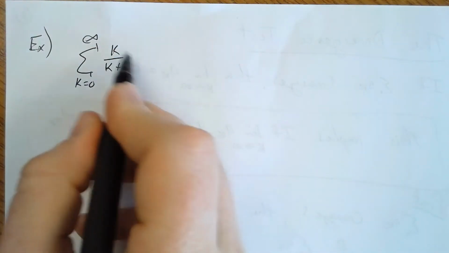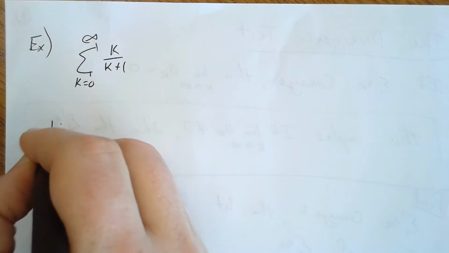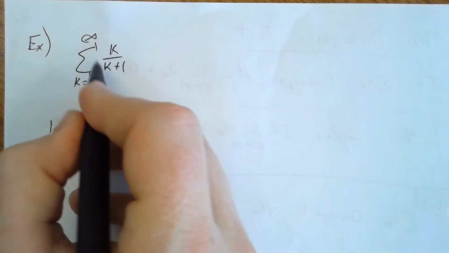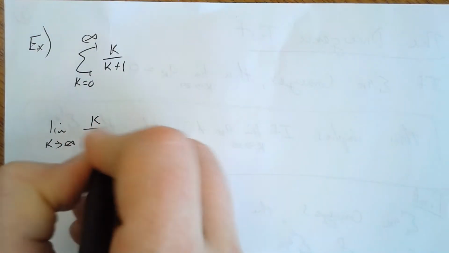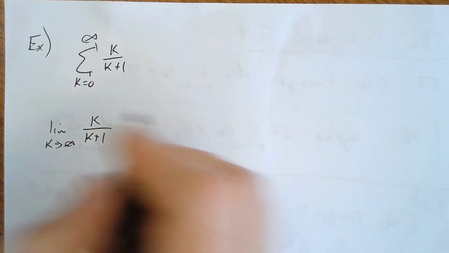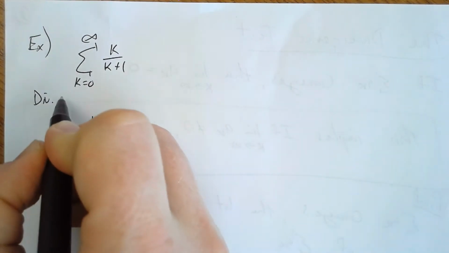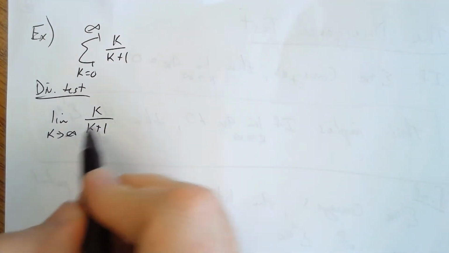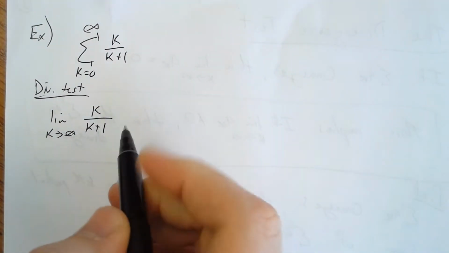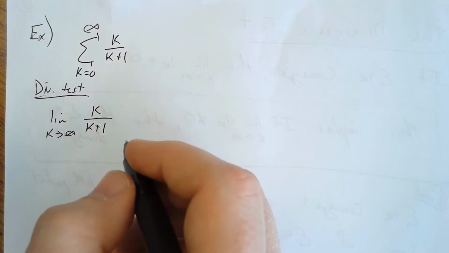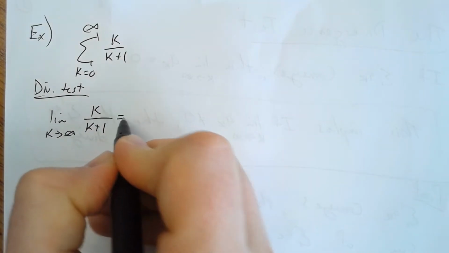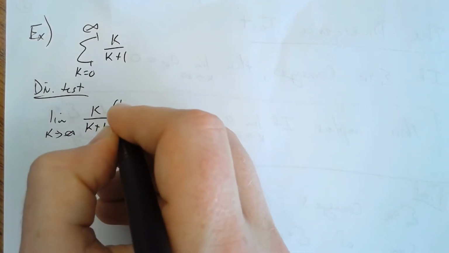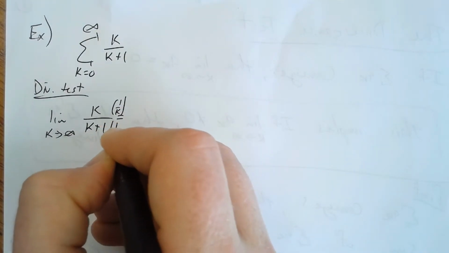So with this thing right here, I'm going to go ahead and take the limit as k goes to infinity of this interior stuff, this k over k plus 1. So this is me applying the divergence test. So I'm going to, again, abbreviate it div test. In terms of this, the limit as k goes to infinity, well, the top goes to infinity, the bottom goes to infinity. You could either choose to use L'Hopital's rule, or you could go ahead and multiply top and bottom of this thing by 1 over k, the largest power of k in the denominator.